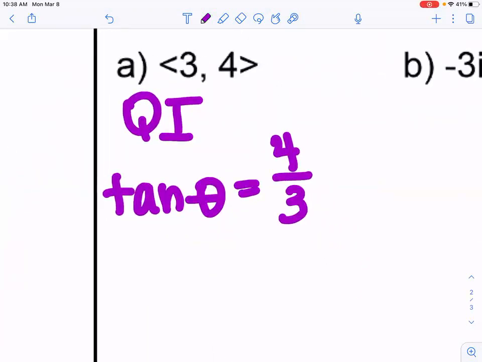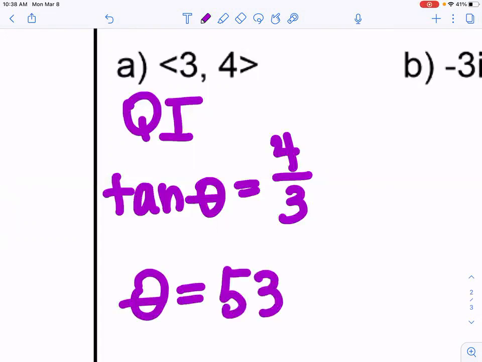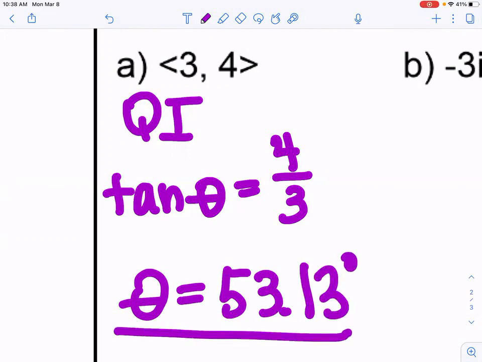you can type in, what are you typing in? Not tangent, inverse tangent, because we're solving for this angle right here. Type in inverse tangent of 4 divided by 3, in degree mode. Degrees. Okay, now that was easy.